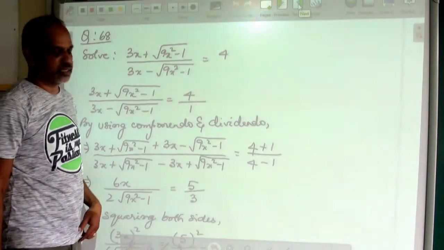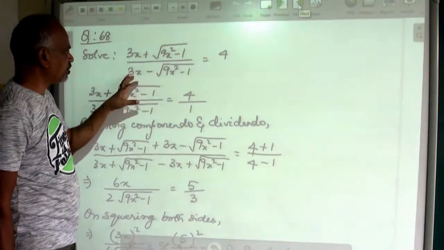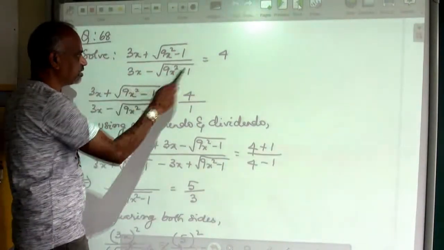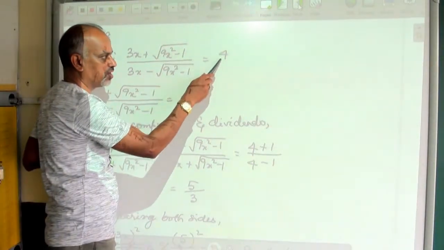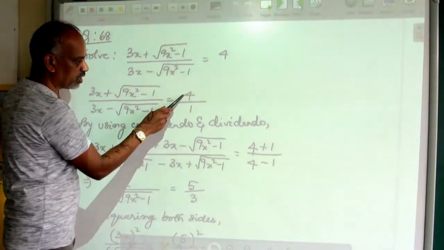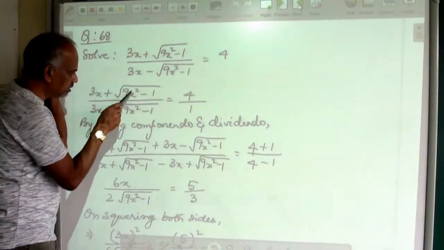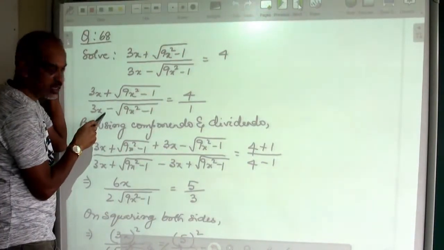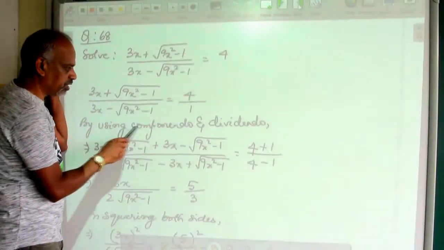Last time, question number 68. Solve (3x plus root over 9x squared minus 1) by (3x minus root over 9x squared minus 1) is equal to 4. Again, if you look at this carefully, this has numerator, denominator, this side there is no denominator. So 4 means 4 divided by 1. So I have written this as it is, and this side I have written 4 divided by 1. And then this term and this term are same, this term and this term are same. Here it's separated by plus sign, here it's separated by minus sign. Therefore, this is in the componendo and dividendo form. Therefore, use componendo and dividendo.